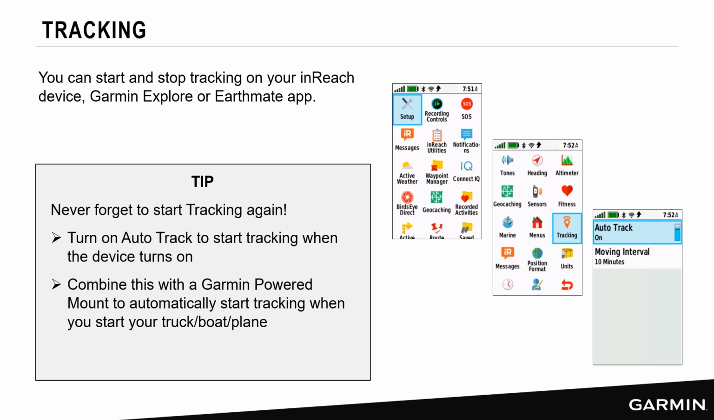And you can combine this with a Garmin powered mount for folks. Like there is a mount for the GPS Map 66i, there's a mount for the inReach Explorer Plus, and when those devices are mounted, when you turn the key for the ignition, the device will automatically turn on, and then auto track will kick in, and you don't have to worry about forgetting to track ever again.